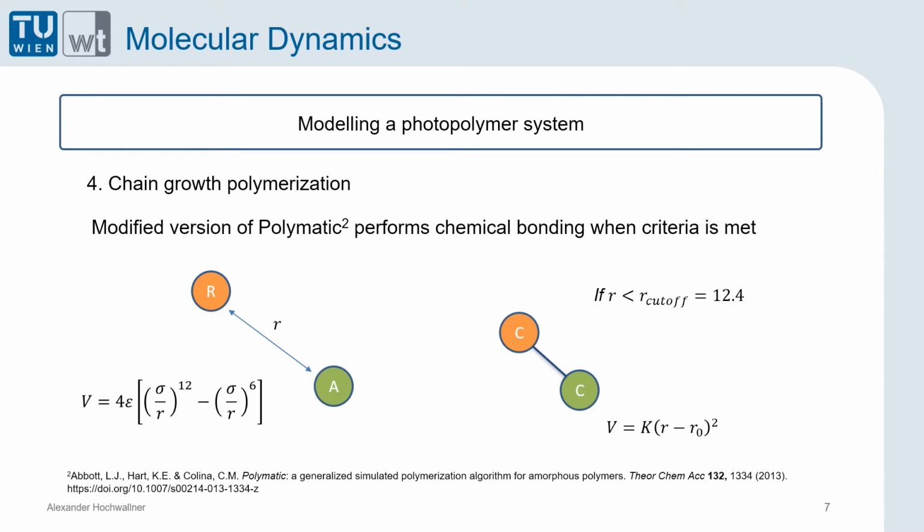The last step in modeling a photopolymer system is the chain growth polymerization. Here a modified version of Polymatic was used to perform chemical bonding when a certain criterion is met. This criterion is simply a cutoff criterion: when two particles that were labeled as active and as reactive are at a distance below the cutoff distance, then a chemical bond is formed. So the interaction goes from a 12-6 Lennard-Jones to a bonded interaction, which is represented by a harmonic bond.